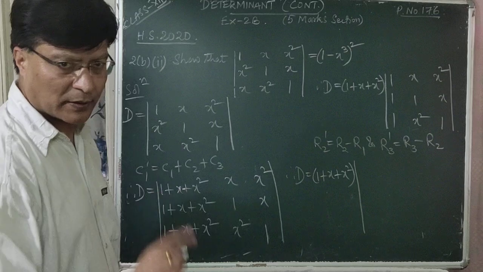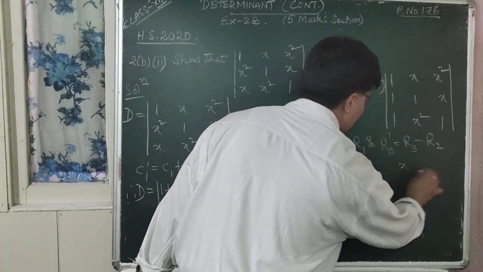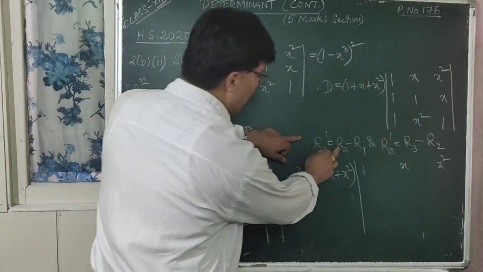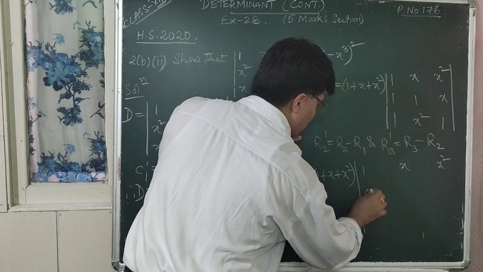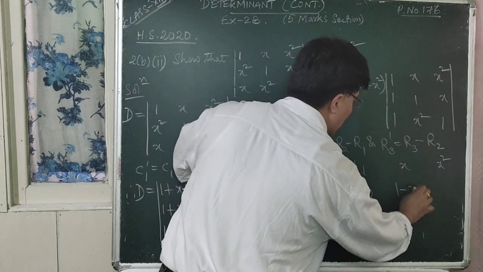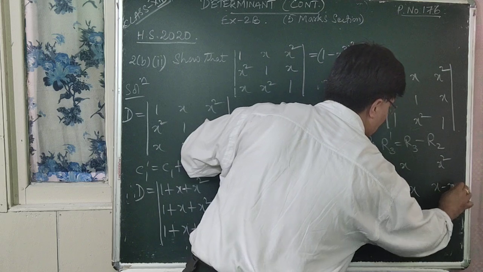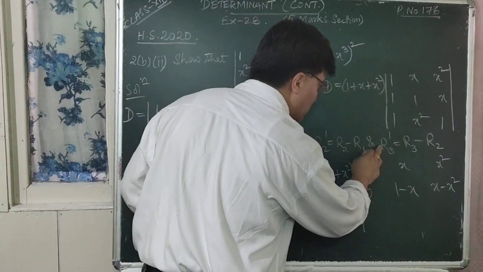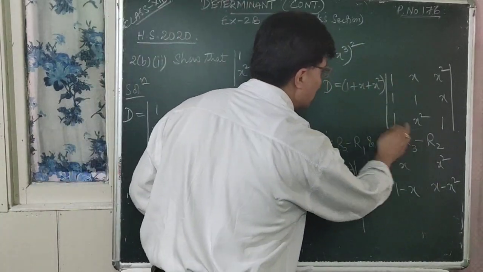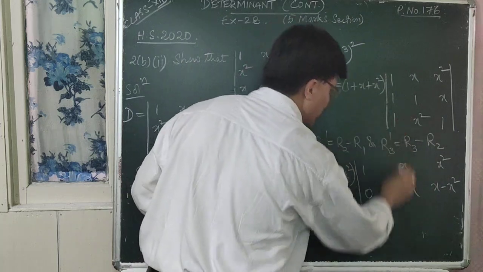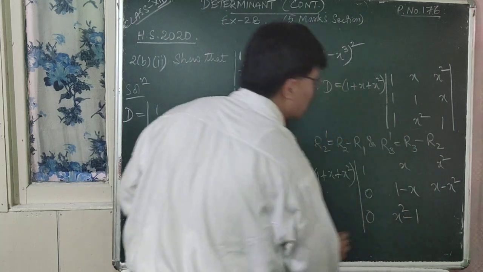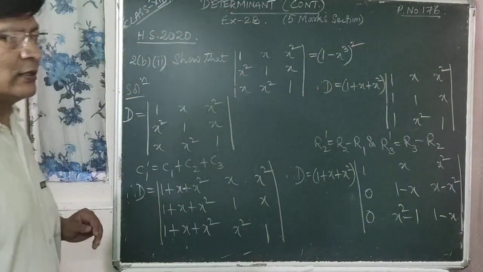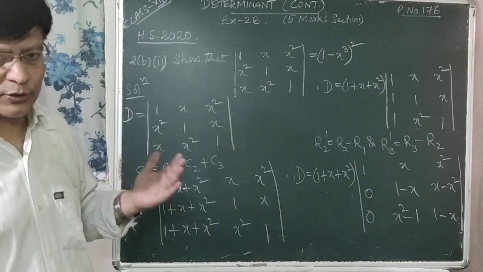Now first row remains same, 1 x x square. This is the first row. Now second row is changing. How does it change? r2 minus r1, right? 1 minus 1, 0. This is 1 minus x and this is x minus x squared. Is that clear to all of you? Next, how does this r3 change? r3 minus r2, 1 minus 1, 0, x square minus 1, x square minus 1, then 1 minus x, 1 minus x. Okay, that means row 3 is also changing.